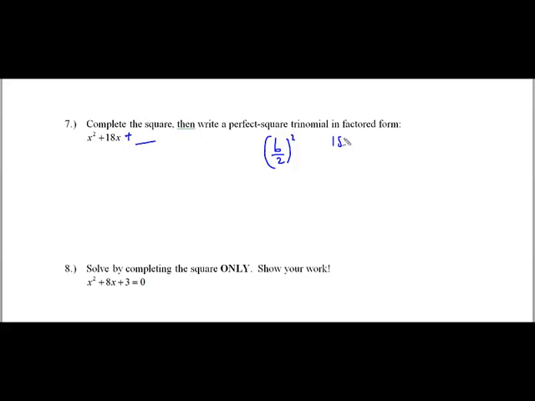Now if I take 18, divide it by 2 and square it, 18 divided by 2 is 9, and then 9 squared is going to be 81. So the magic number is 81. But we're not actually done with the problem because we need to complete the square and then write it as a perfect square trinomial in factored form. So this becomes x plus 9, and my final answer is going to be x plus 9 quantity squared.